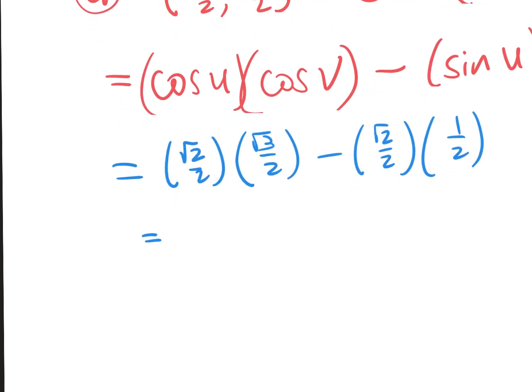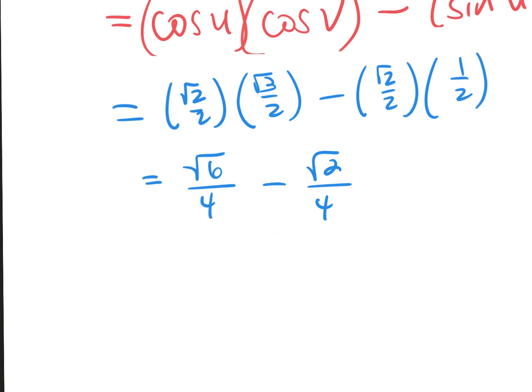If I have a house times a house, it just becomes a bigger what? A bigger house, unless it was the same number. But what's the square root of 2 times the square root of 3? Square root of 6 over 2 times 2 is 4, okay? Minus, what's the square root of 2 times 1? Square root of 2 over 2 times 2 is 4. And the only thing you can do to simplify this, which is what I want you to do, they have the same denominator, right? So this would be the square root of 6 minus square root of 2 over 4.